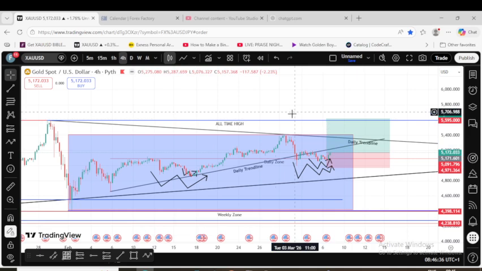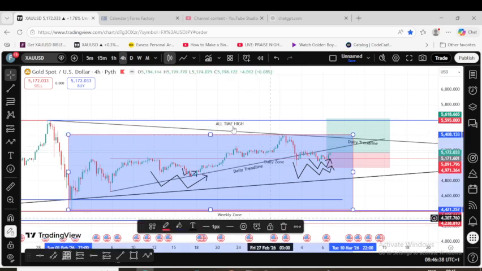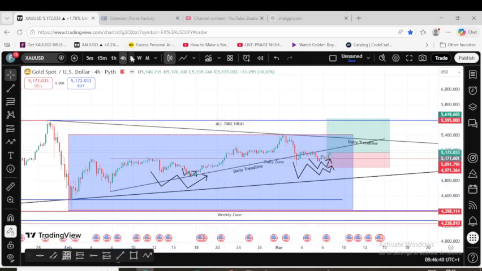So that's it for top to bottom analysis on, let me delete this, yeah. So that's it for top to bottom analysis on XAUUSD.